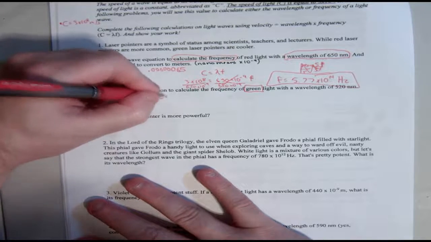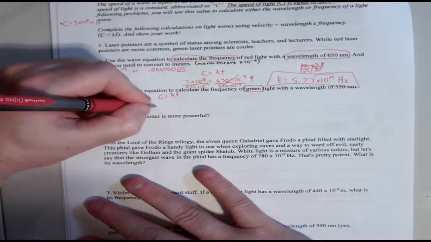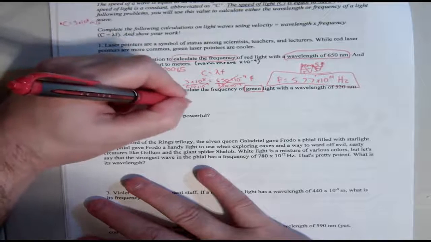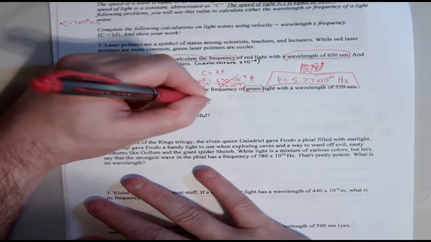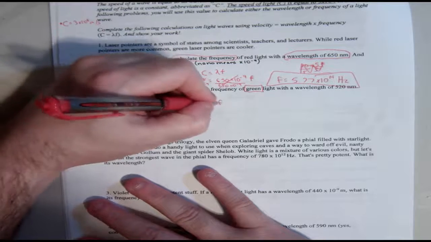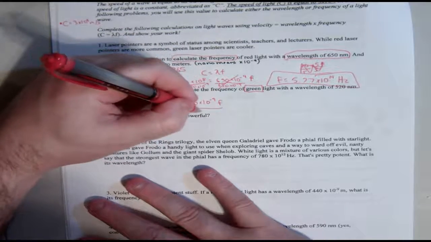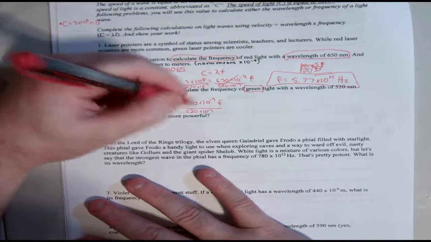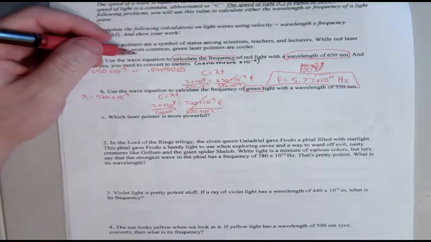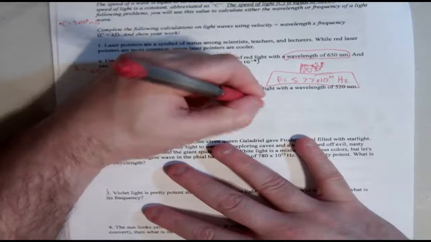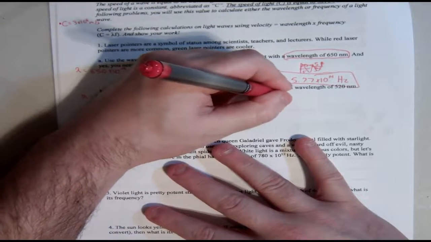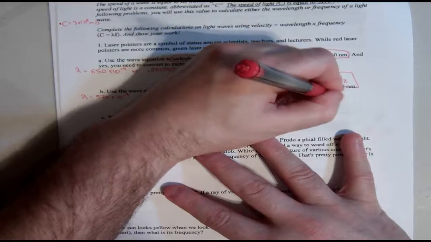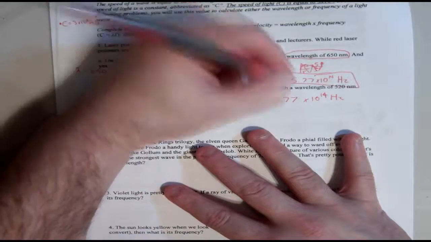Speed of light equals wavelength times frequency, 3.0 times 10 to the 8th equals 520 times 10 to the minus 9 times the frequency, divided out, hopefully I don't make any mistakes, and you should get frequency equals 5.77 times 10 to the 14 hertz. That is a 14. Cool.